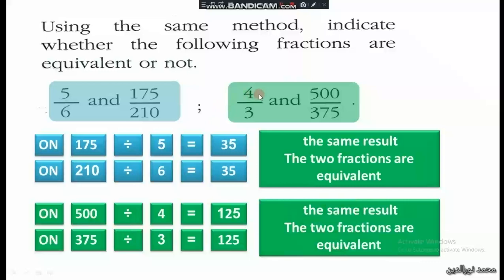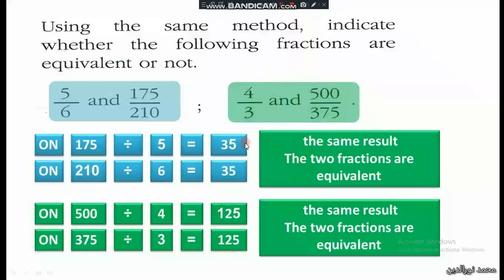Here if we multiply 4 times 125 we got 500, 3 times 125 we got 375. So we are multiplying both terms by the same number, 125, to get 500 over 375, so we can say that the two fractions are equivalent.